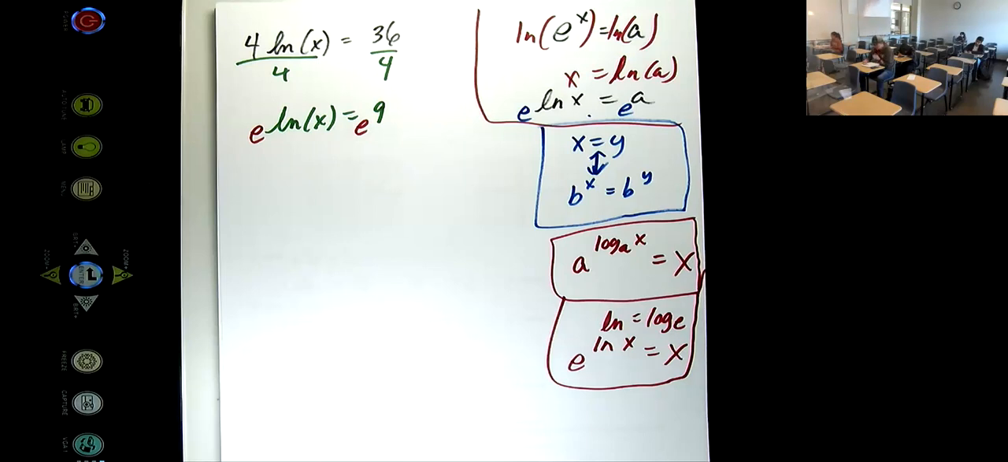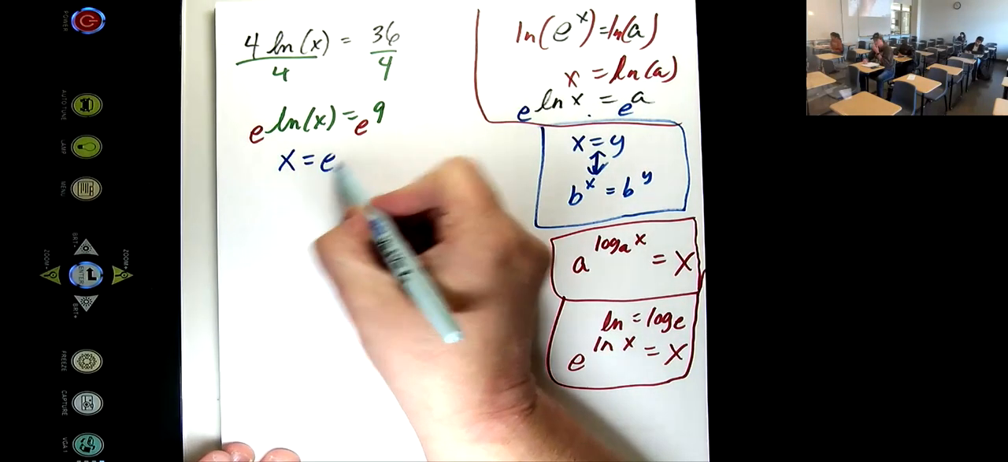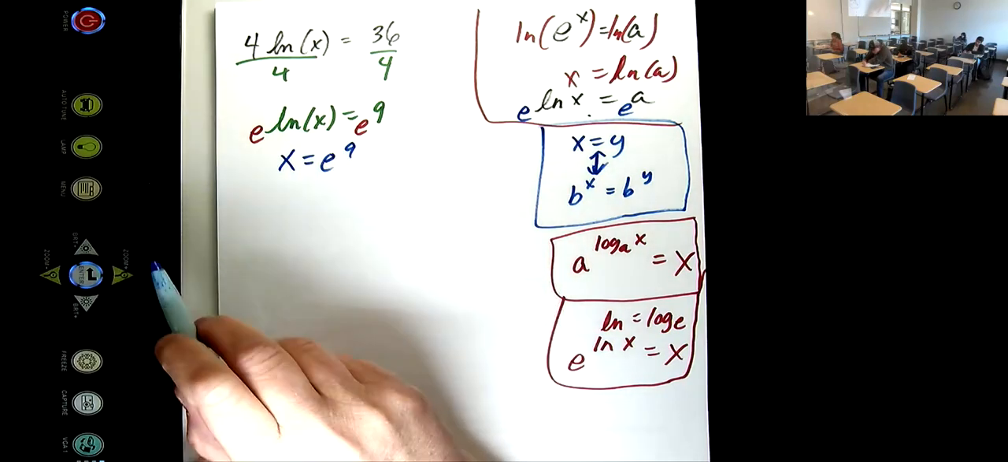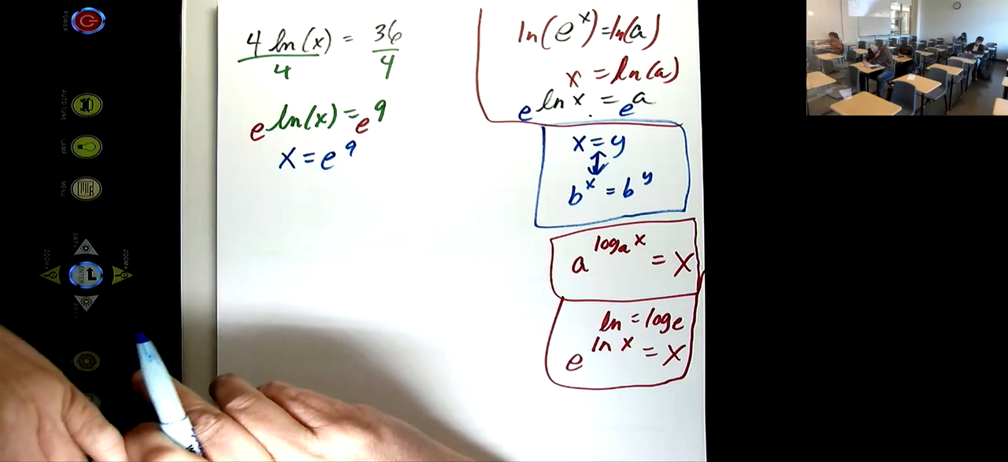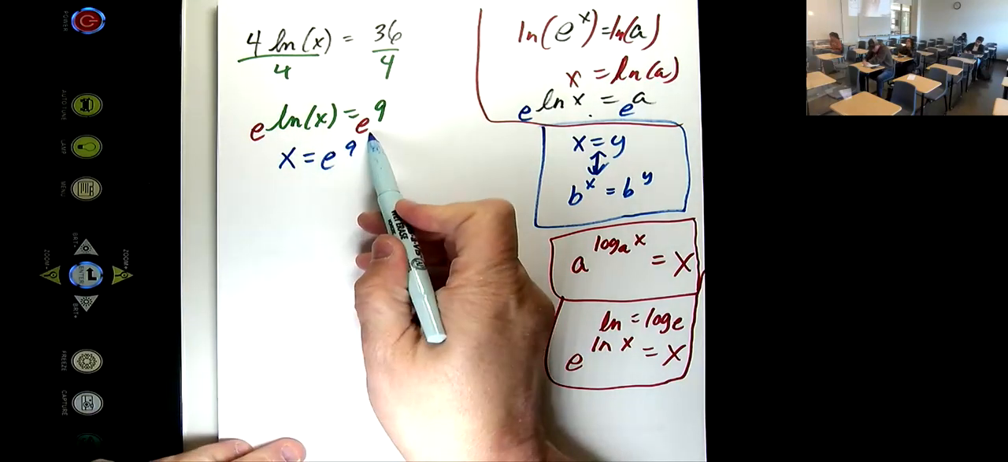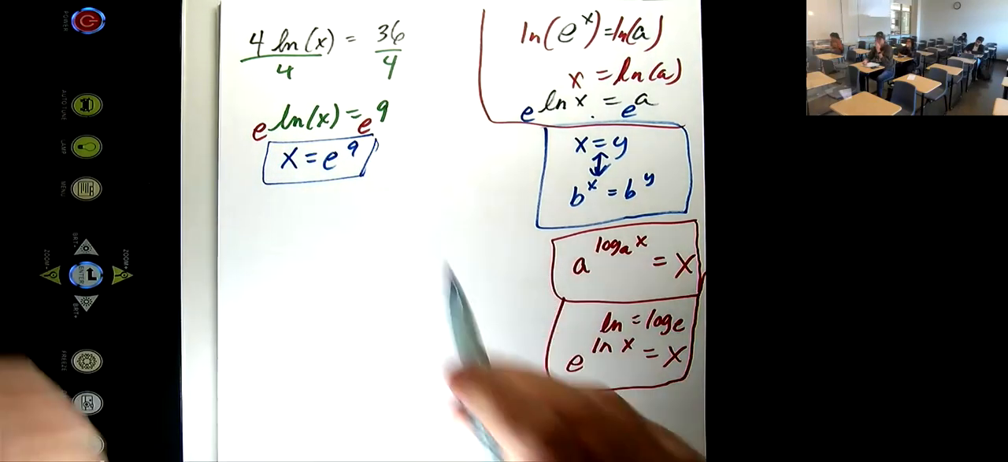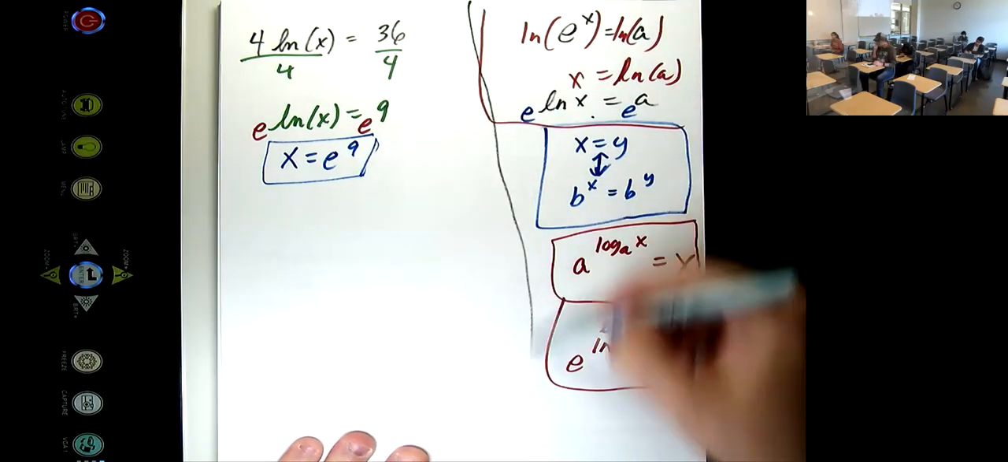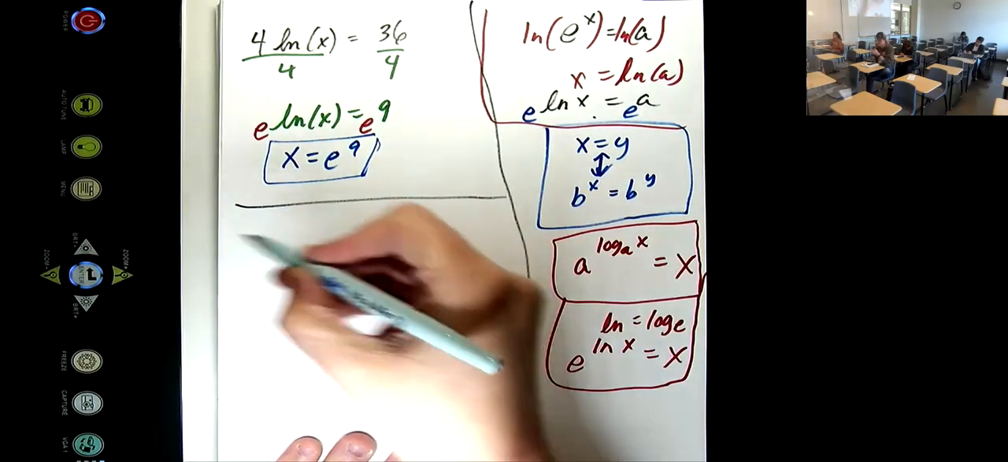So if I do that, I get x equals e to the 9th, which is a really, really large number. Those are all properties we took advantage of. I think we can squeeze in another one right here.